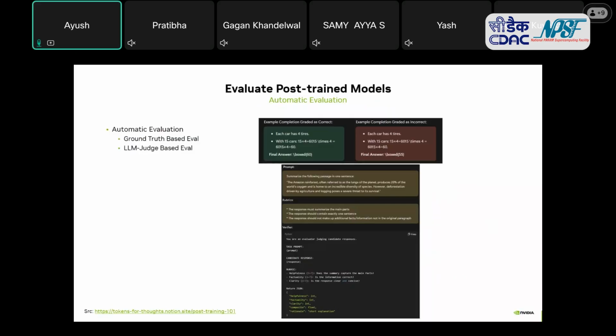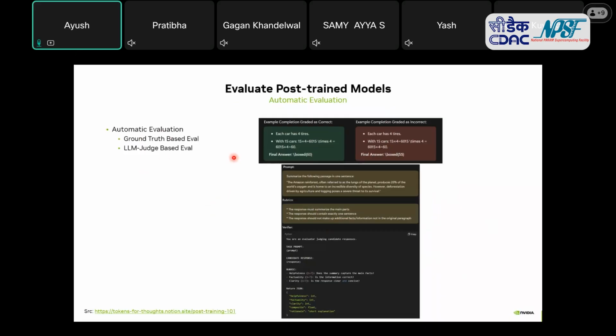Okay, we have 3 minutes now. So once that is done, your pre-training has happened. Pre-training we have covered, SFT we have covered, and RLHF also we have covered. Now, how do you evaluate once your post-trained model is available? There are different ways. One is ground-truth-based evaluation, where you look at benchmarks where the input and output are given to you. The other way is using an LLM as a judge to evaluate your model outputs.